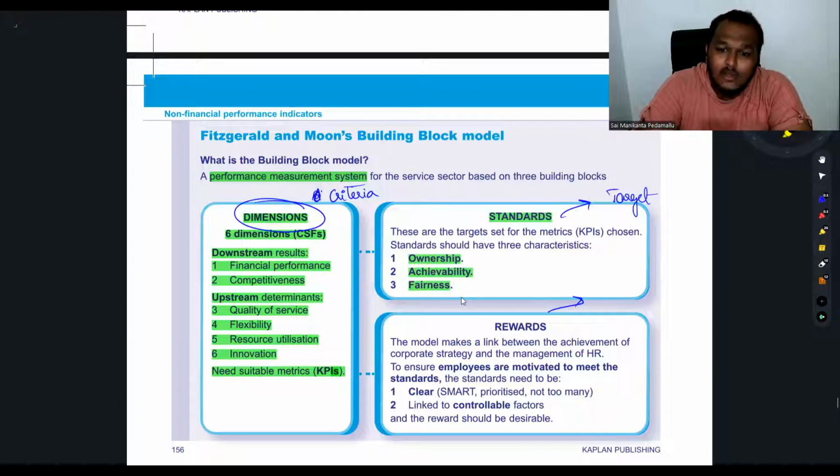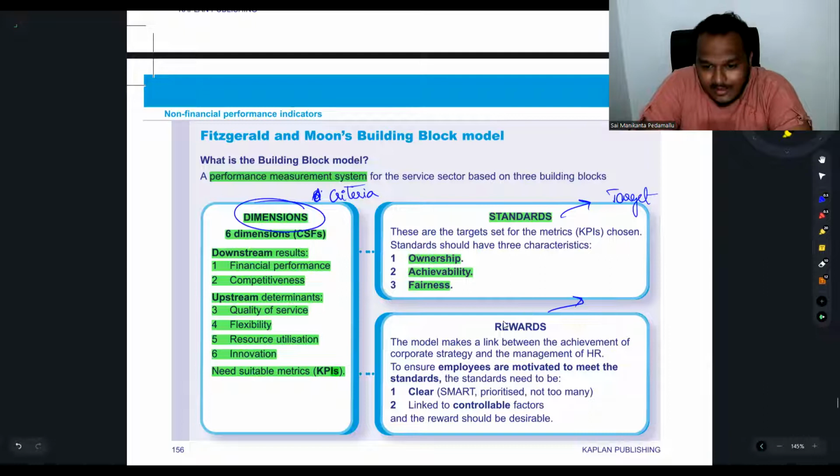Yes, correct. So ownership means whatever target you set, the employees should own them. They should accept and work towards them. They should be achievable for the employee. They should be fair towards all the employees. Fine, done. That's all you want to talk about standards. How to set a standard, how to set a target. There could have been practical examples on that. You could have given a case study on that. No, this is what they want to.